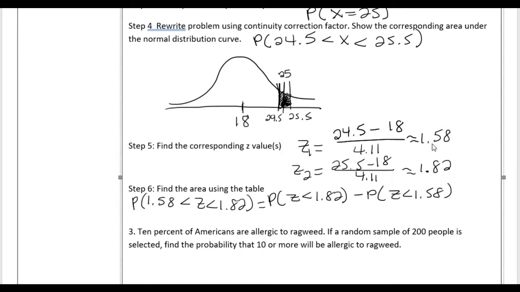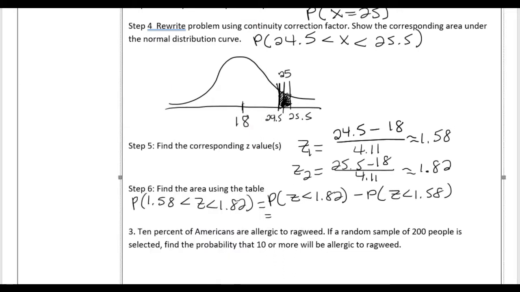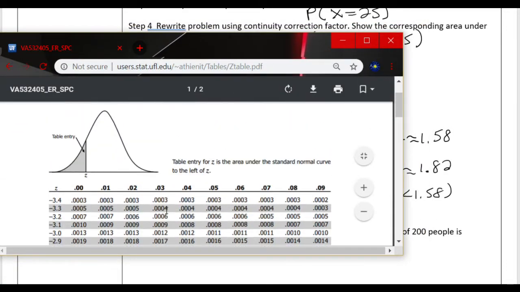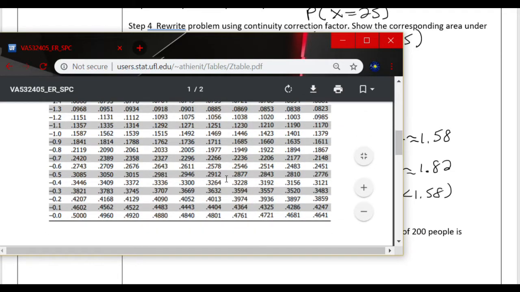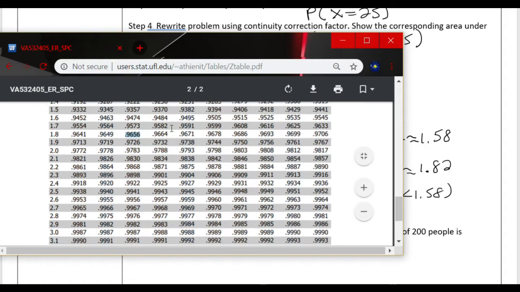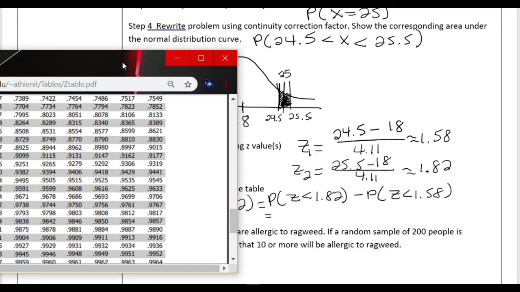So we're going to look this up on the z table twice, 2 places, and get those values. All right, so let's look up 1.82 on the z chart, the standard normal probabilities chart. So 1.82, it's right here. So we got 0.9656. So let's write that down.